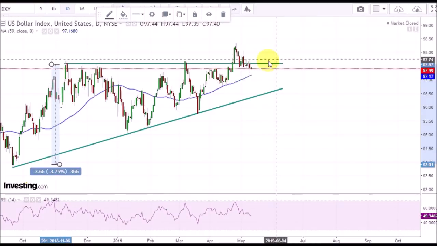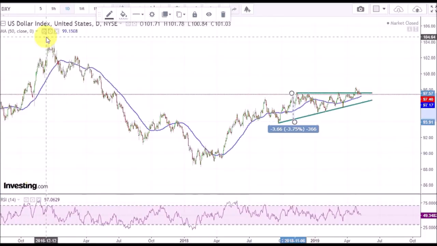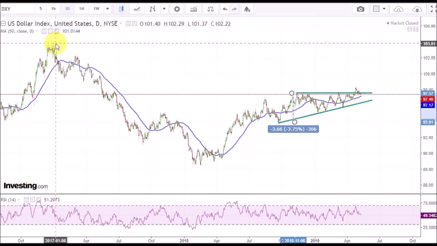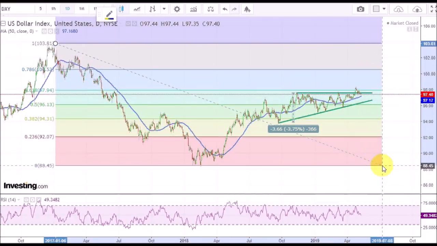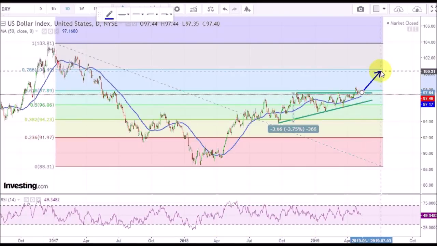So the height of this triangle also agrees with this relatively longer term Fibonacci retracement numbers, bringing the US dollar back to 78% retracements, somewhere between 100 and 101 on the US dollar index. If that were to happen over the next several weeks, a couple of months, I think that would be pretty painful for gold.